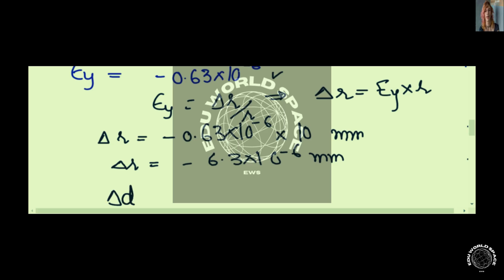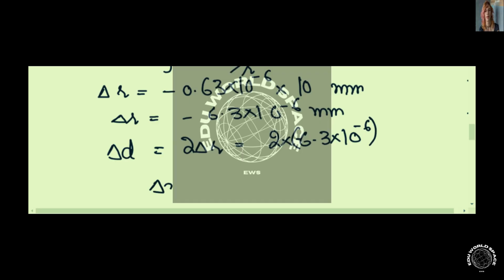And change in diameter is equal to 2 del r, so 2 into negative 6.3 into 10 raised to power negative 6. When you calculate it, you will get negative 12.6 into 10 raised to power negative 6 millimeter. So this is your complete question solution. This concludes our answer.